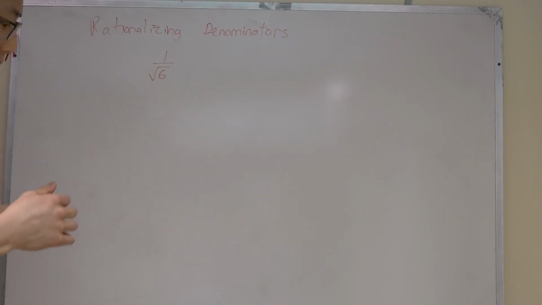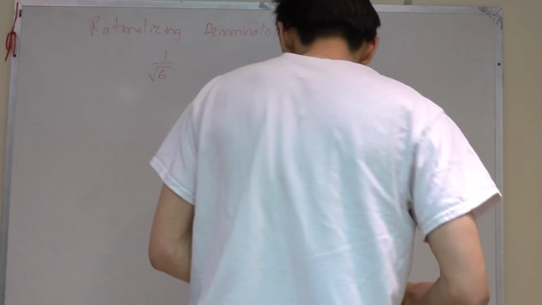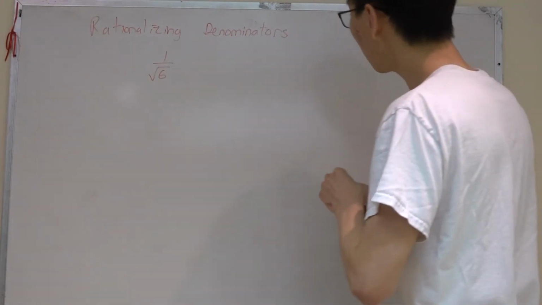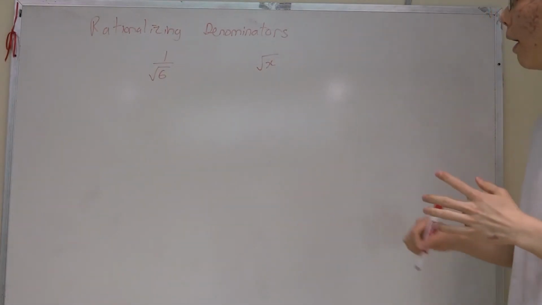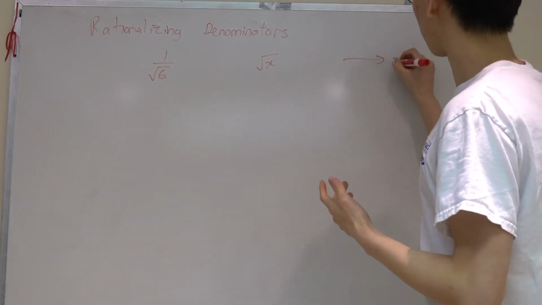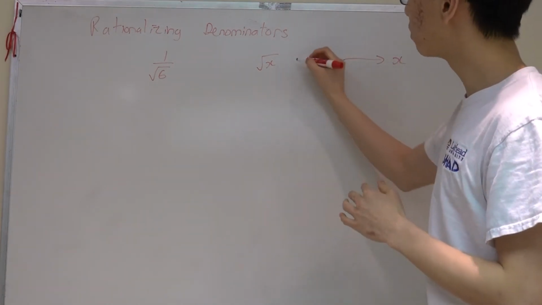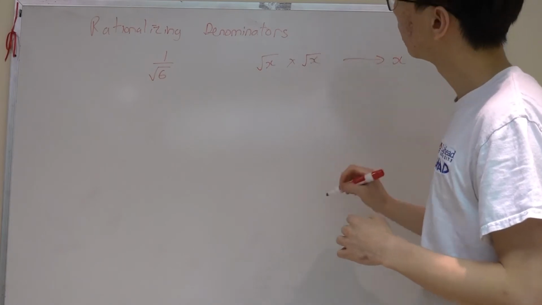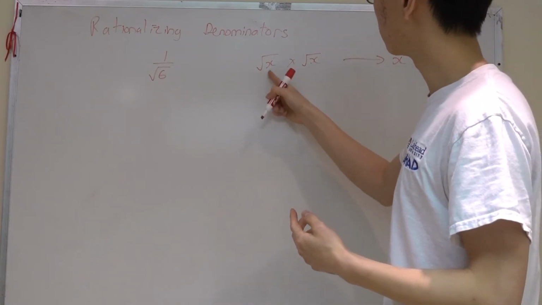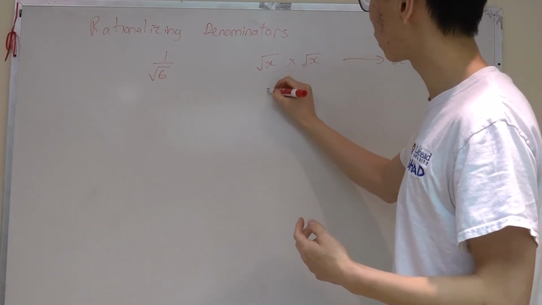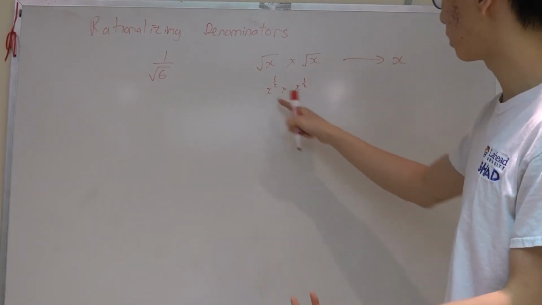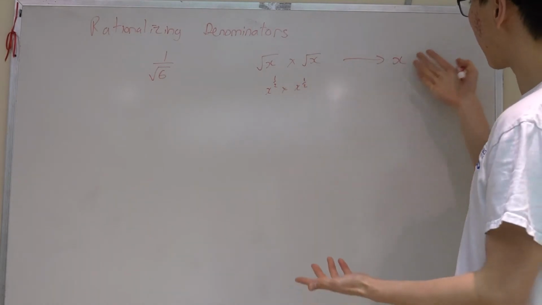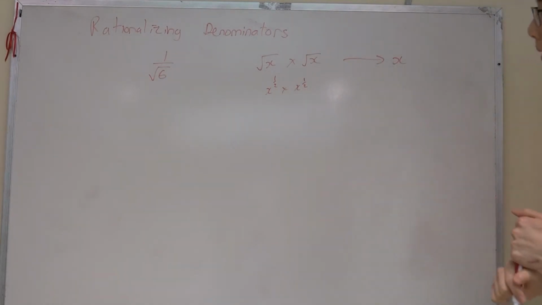And in order to do this, I'm going to bring up one important fact, which is this. Suppose I have root x. Okay. How do I get x? I just have to multiply by another root x. And to see this, well, root x and root x, that's just x to the 1/2 times x to the 1/2. And by your basic exponent laws, you just add the exponents and you get x to the 1, which is x. Okay?